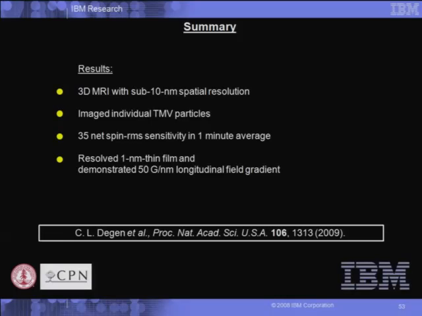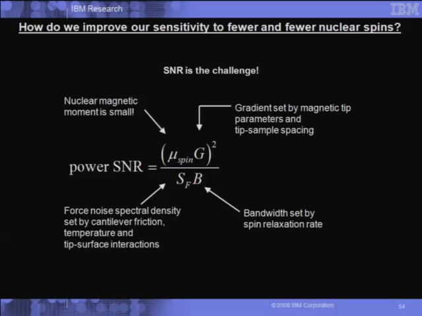So the results here basically come down to this: we have a mechanically detected MRI with sub-10 nanometer spatial resolution. We were able to image individual tobacco mosaic virus particles, and you have something like a noise floor which is equivalent to the noise of about 35 net nuclear spins. Okay, so now you might ask, how can we do better than that?